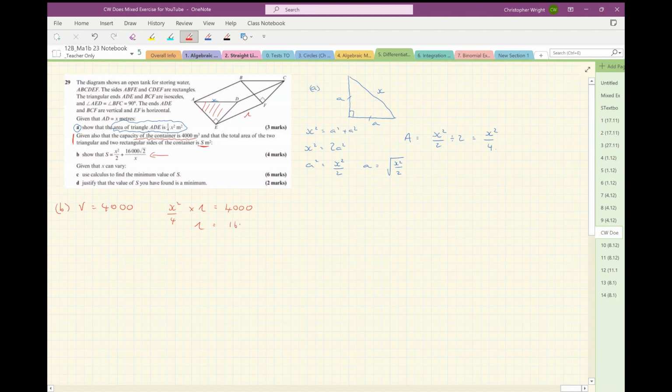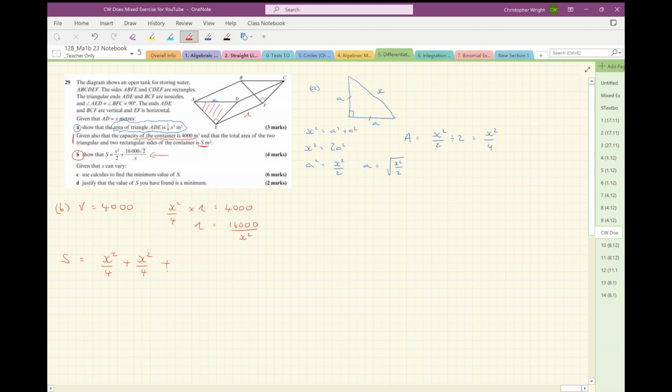It's going to be 16,000 over x squared. So now I've got an expression for L in terms of x, and I'm going to use that here. I know S is the total area of the two triangular sides. Well, that's going to be x squared over 4 plus another x squared over 4, because I know the area of the triangular sides from part A.